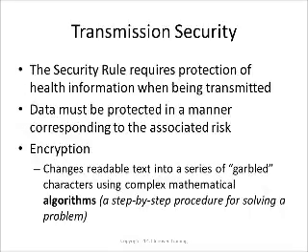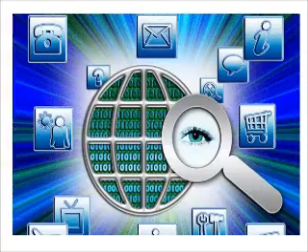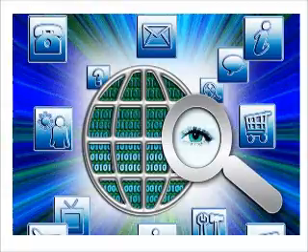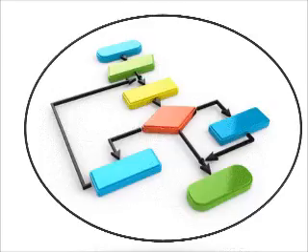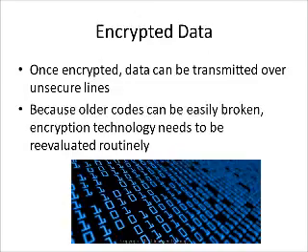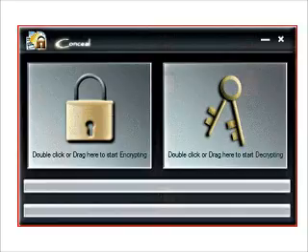Transmission security. The security rule requires protection of health information that is being transmitted. Data must be protected in a manner corresponding to the associated risk. So what is encryption? Encryption changes readable text into a series of garbled characters using a complex mathematical algorithm. This is a step-by-step procedure for solving a particular problem. Once encrypted, data can be transmitted over unsecure lines. However, because older codes can be easily broken, encryption technology needs to be reevaluated on a routine basis.